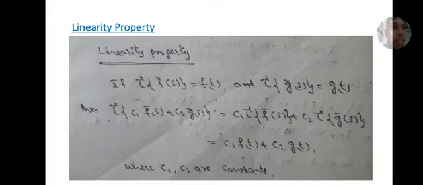Next problems, on this property. Okay, so first problem: L inverse of 2/(s minus 4) plus 3/(s square minus 9). So L inverse of 2/(s minus 4) plus 3/(s square minus 9).